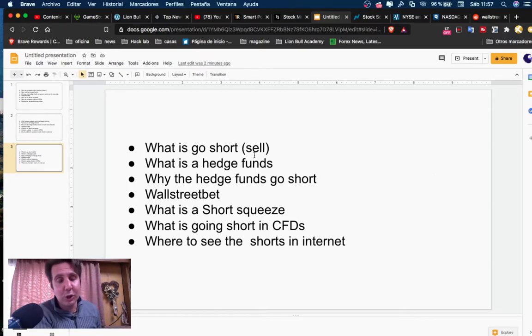What is going short? Okay, let's explain it as easily as possible. If you want, at the end of the video, you have a link to another video that explains only shorts, but it's about CFD shorts. So you can also look at that. It would be nice to look at and understand better. But let's explain faster here.